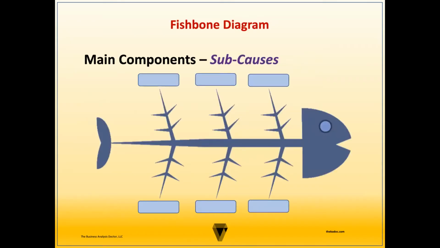The last fishbone diagram component outlines the subcauses. These represent the potential issues that are likely to be contributing to the problem being investigated in the cause and effect or root cause analysis.